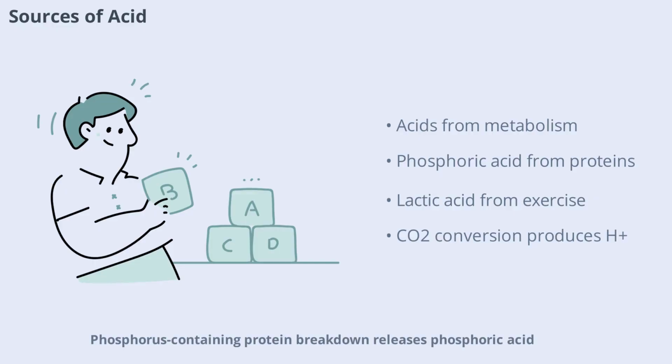Phosphorus-containing protein breakdown releases phosphoric acid, lactic acid comes from anaerobic respiration, fatty acids and ketone bodies come from fat metabolism, and hydrogen ions are liberated when CO2 is converted to bicarbonate in blood.